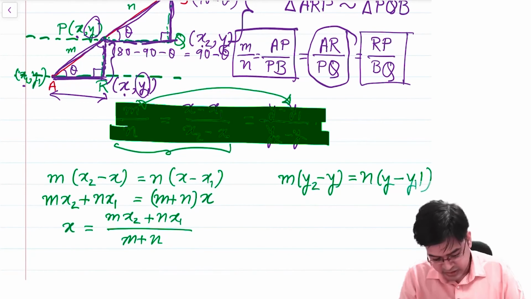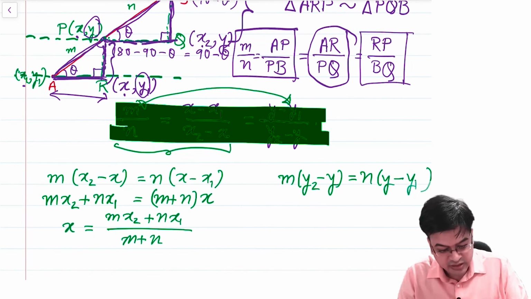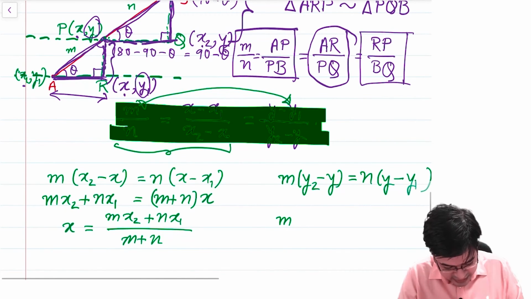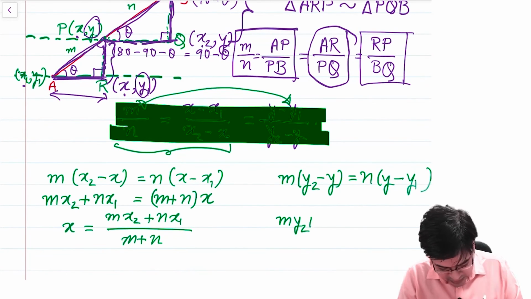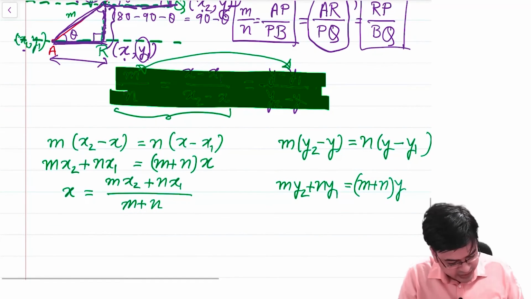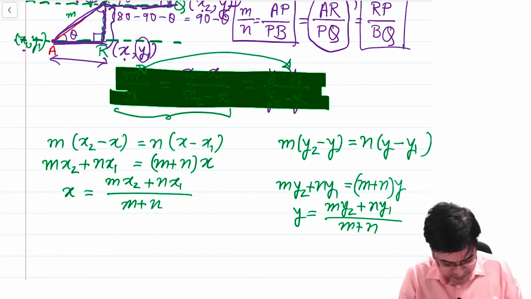Let me erase it, y minus y1. Okay, again the same logic applies. You have to multiply throughout, and you will get something like m times y2 plus n times y1 is equal to m plus n times y, and therefore you will get y to be equal to m times y2 plus n times y1 upon m plus n.